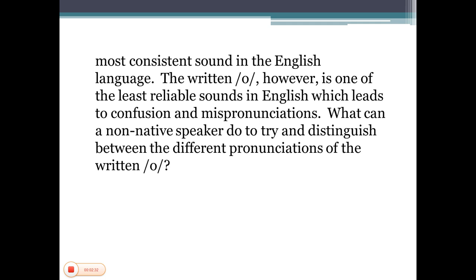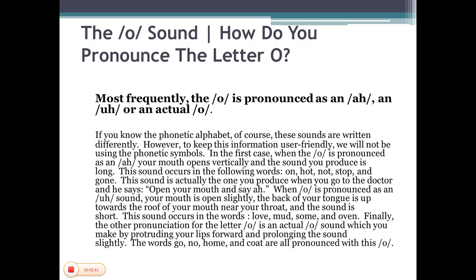So what can a non-native speaker do to try and distinguish between the different pronunciations of the written O? Let's go and discuss. The O sound, how do you pronounce the letter O? Most frequently, the O is pronounced as an AH sound, an UH, or an actual O. So in this definition, there are three different ways to pronounce the letter O when it comes at the beginning of the word, in between the word, or at the end. So we need to learn all three types of O's.